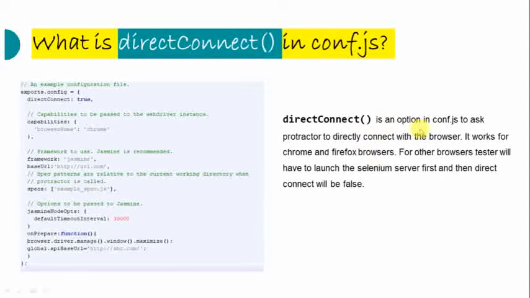So direct connect is an option in conf.js to ask Protractor to directly connect with the browser. It works for Chrome and Firefox browsers. For other browsers, testers will have to launch the Selenium server first, and then directConnect will be false. So just in case you have to work with any other browser like Internet Explorer, then you will have to first mention that directConnect is equal to false, and you have to launch the Selenium server first.